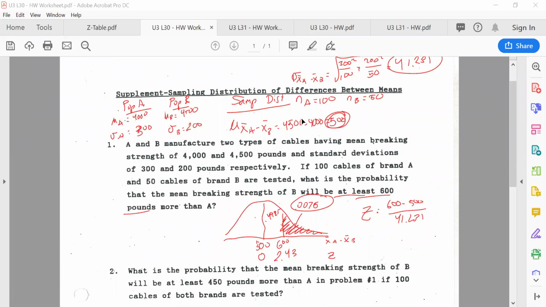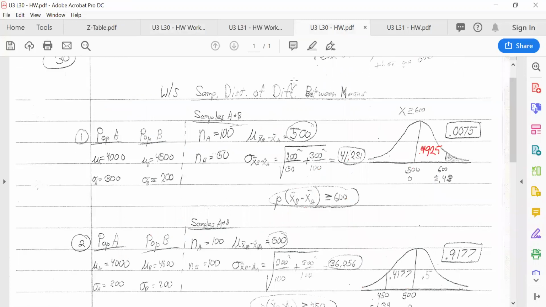A and B manufacture two types of cables having mean breaking strength of 4,000 and 4,500 pounds and standard deviations of 300 and 200 pounds respectively. If 100 cables of brand A and 50 cables of brand B are tested, what is the probability that the mean breaking strength of B will be at least 600 pounds more than A? All right, so let's actually go to the homework worksheet that I made, and then I'll give out to you.